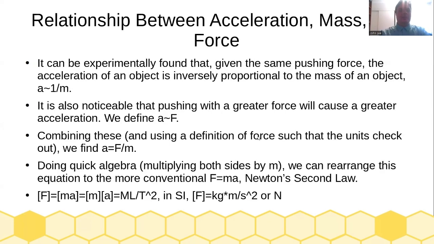We're just going to jump straight into Newton's second law, which is the relationship between acceleration, mass, and force. It can be experimentally found that given the same pushing force, the acceleration of an object is inversely proportional to the mass of an object. A is proportional to 1 over m. Therefore, if you have something with twice as much mass, it will accelerate half as much with the same pushing force. If you have something with 3 times as much mass, it will accelerate 1/3 as much.